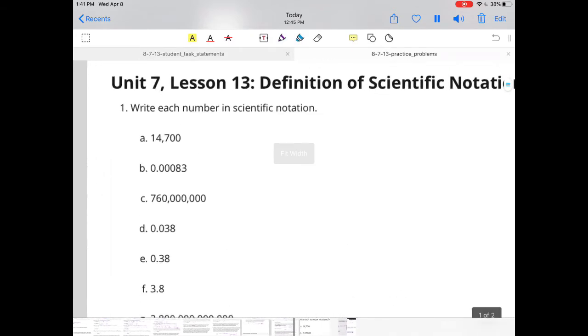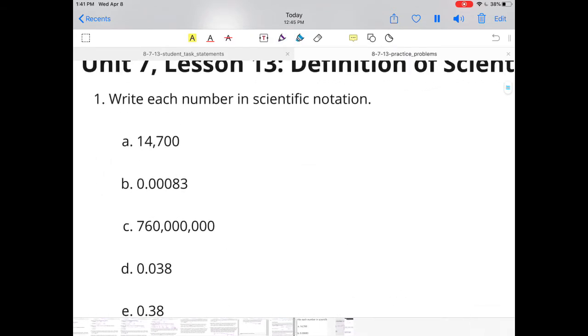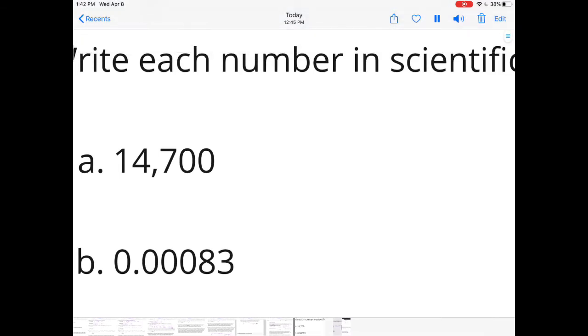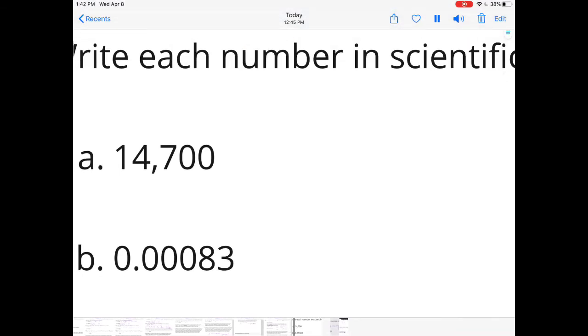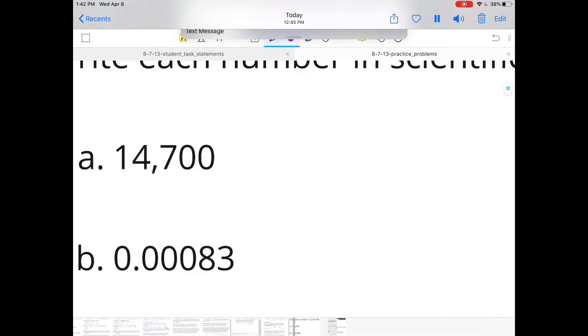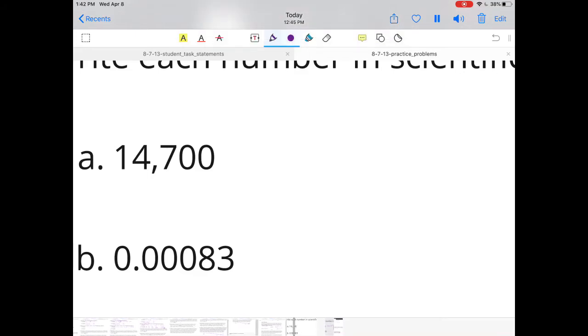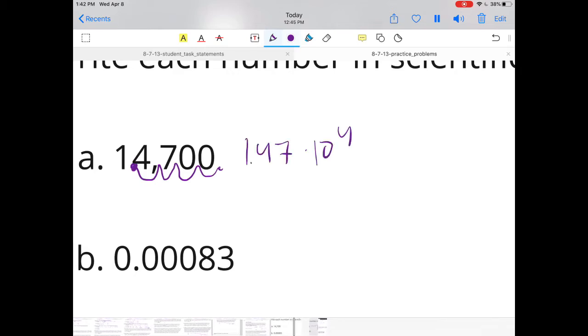So let's take a look at the homeworks here. Write each number in scientific notation. Once again, oh yeah, I gotta enable the pen. So you start right here and you count 1, 2, 3, 4. Okay? So that's going to be 10 to the 4th, and then you just multiply it by the number in front. 1.47.